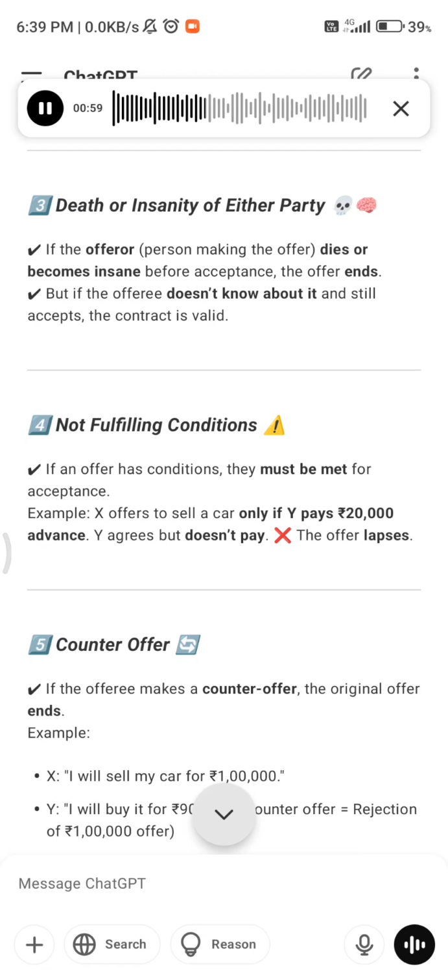4. Not fulfilling conditions. If an offer has conditions, they must be met for acceptance. Example, X offers to sell a car only if Y pays $20,000 in advance. Y agrees but doesn't pay. The offer lapses.